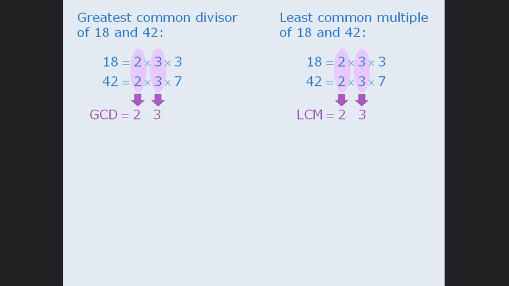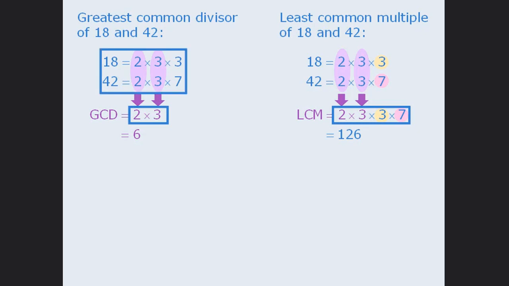From here, we take one number from each pair to be included in our calculations. Now, for the least common multiple, we also take the remaining prime factors and include them in the calculations. From here, we find the products to get the respective greatest common divisor and least common multiple of the two numbers. Now, here comes the most important observation. Notice that if we take the prime numbers in this calculation and combine them with the prime numbers in this calculation, we have now accounted for every prime number in the prime factorizations of 18 and 42.